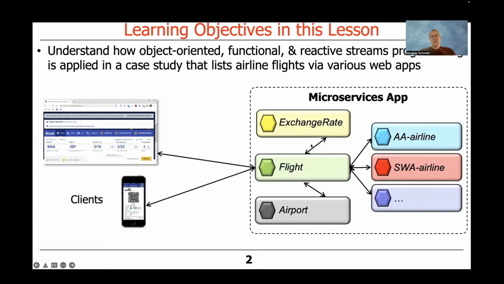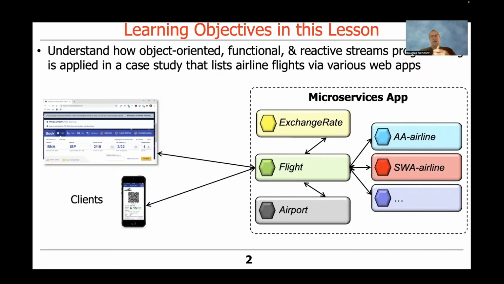So we're going to talk tonight about something called the Flight Listing App, or FLApp, which is a case study that I'll use to demonstrate a whole bunch of different ways of building web apps using Spring and various incarnations of Spring. And we're going to take a look at an object-oriented way of doing things. We're going to take a look at a functional way of doing things. We're going to take a look at using so-called reactive streams.